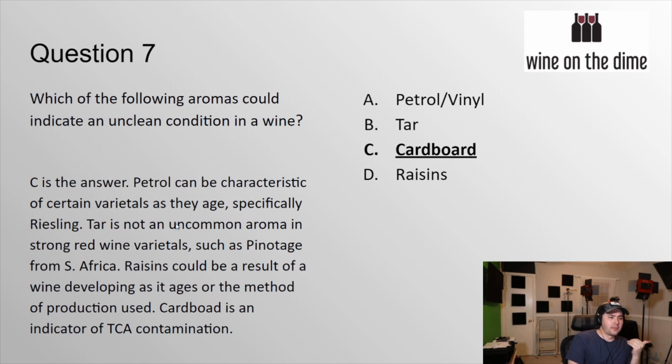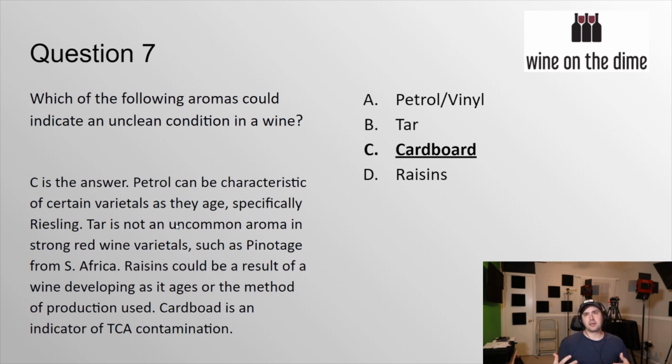So the reason why is petrol is actually a varietal characteristic of certain types of wine, like specifically Riesling. And on top of that, some of that intensity can actually be developed as those age. So a petrol/vinyl, I call it, sometimes it smells like or tastes like grandma's couch with those plastic covers over it. Those types of things can actually be a very common thing within wine. So that doesn't necessarily indicate that it's an unclean wine.